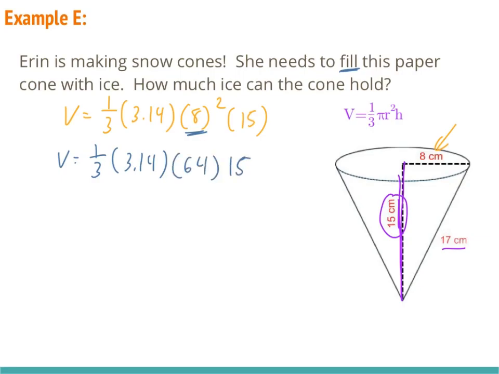Now I can put that all straight in my calculator, and when I do that, I should get a volume of 1004.8, and again, I need to have some sort of label. We're talking about centimeters here, and since I'm talking about volume, it's going to be cubed.